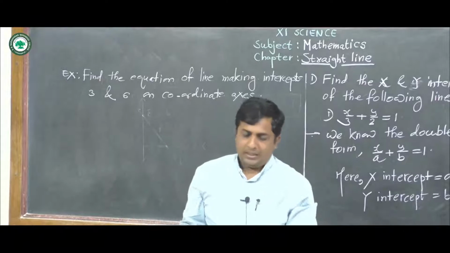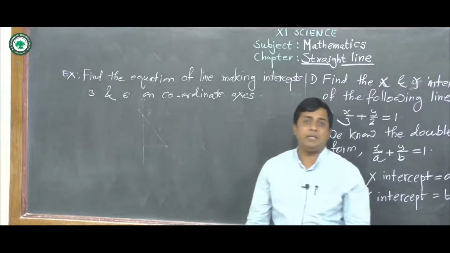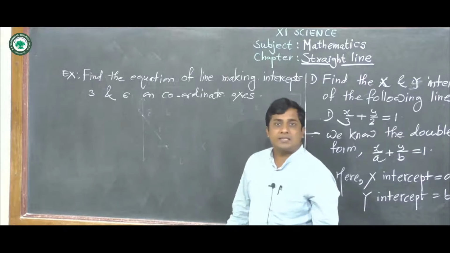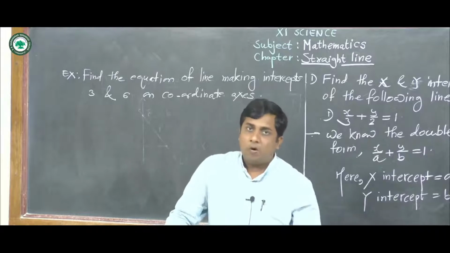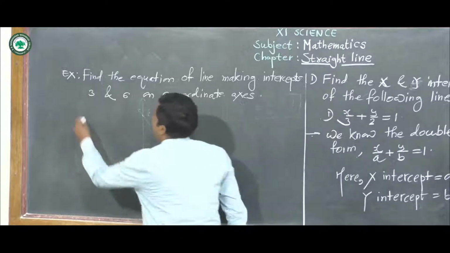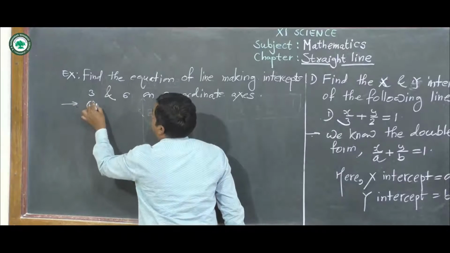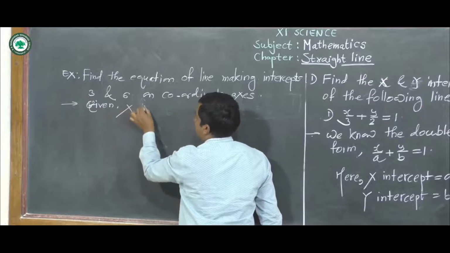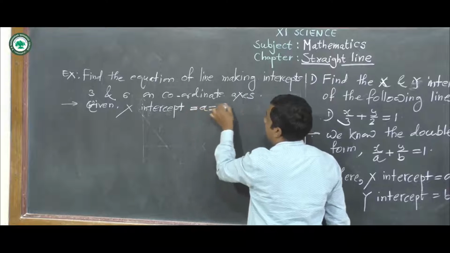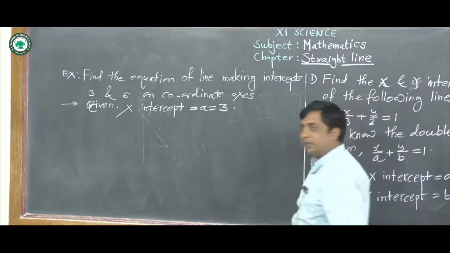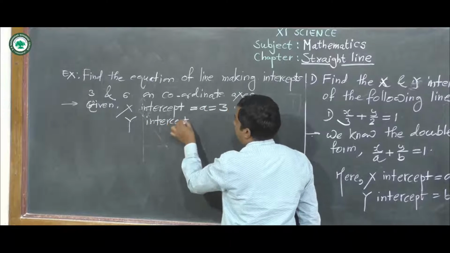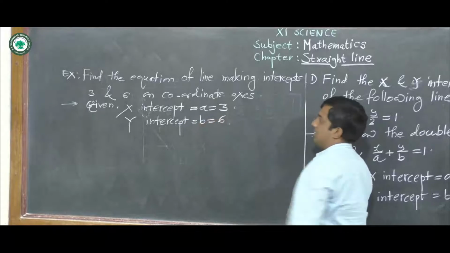Okay, in this example the x and y intercepts are given. Let us consider the x intercept is 3 and the y intercept is 6, and we know the double intercept form, and using this form we find the equation of the line. Okay, so given the x intercept, let us consider this as a, suppose this a is 3. Then the y intercept, suppose this y intercept is b, and b is 6.